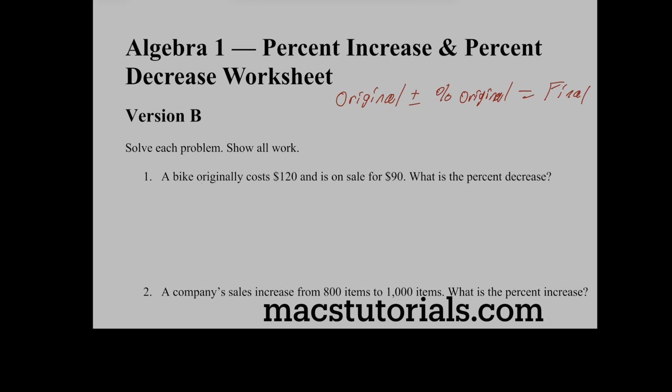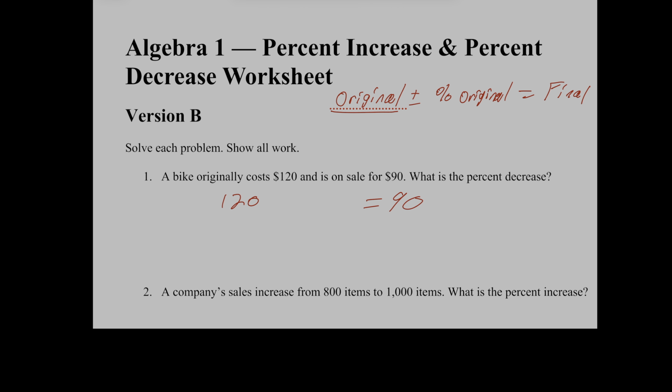All right. A bike originally cost 120. Okay, it's now on sale for $90. That's the final. So after we do whatever we're going to do with it, it's going to finish at $90. What's the percent decrease? Well, a decrease is subtraction, so we're going to write minus. Now, here's the trick. I don't know the percentage, I have no idea. But whatever that is, I'm going to take that percentage and times it by the original. So the original is 120. I'm going to get 120x.